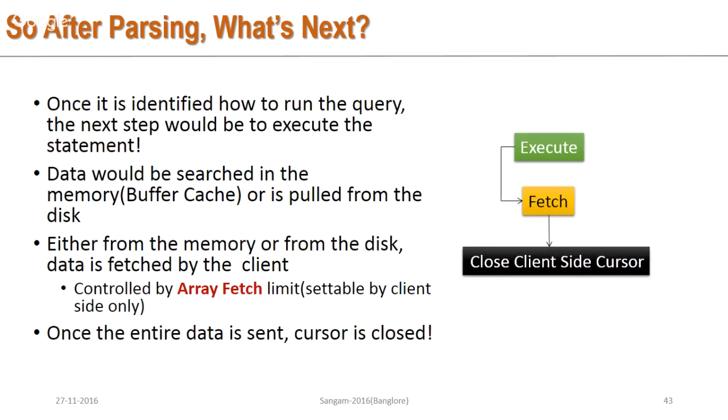So what exactly happens after this parsing phase? After the parsing phase, it's the execution, which means the query is now executed. Execution basically means the result is searched, whether the result is available in the memory or not. If it is available in the memory, good, because that's going to give you a logical I/O. If it is not, then the result has to be pulled in from the disk. Once the result is pulled in from the disk, it has to be given back to the user, which is the fetch. The fetch is controlled by an array fetch size, which basically is the number of rows which are returned to the user in one I/O trip.